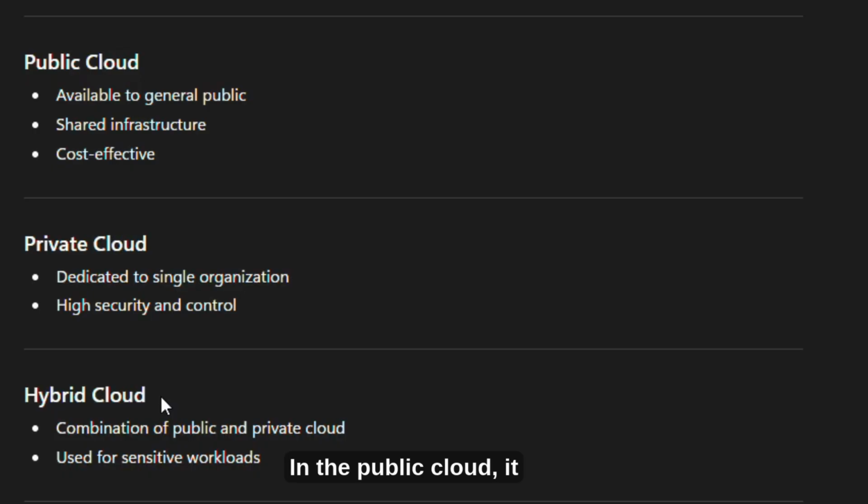In the public cloud, it is available to every person, like the general public. The shared infrastructure is maintained, and it is also cost-effective. The next one is private cloud. It is dedicated to a single organization for a single use, with high security and control, so data won't be leaked. Hybrid cloud is a combination of public and private cloud. For sensitive workloads, a hybrid cloud is used.